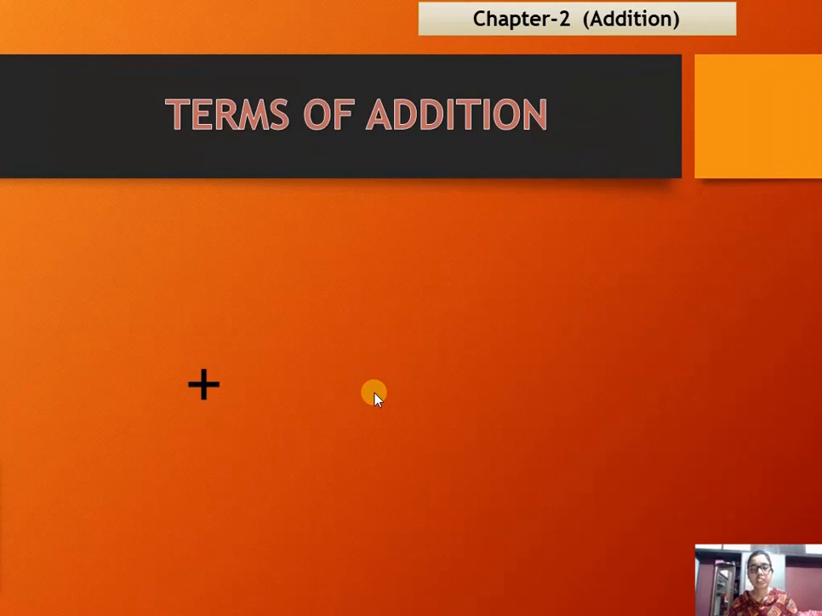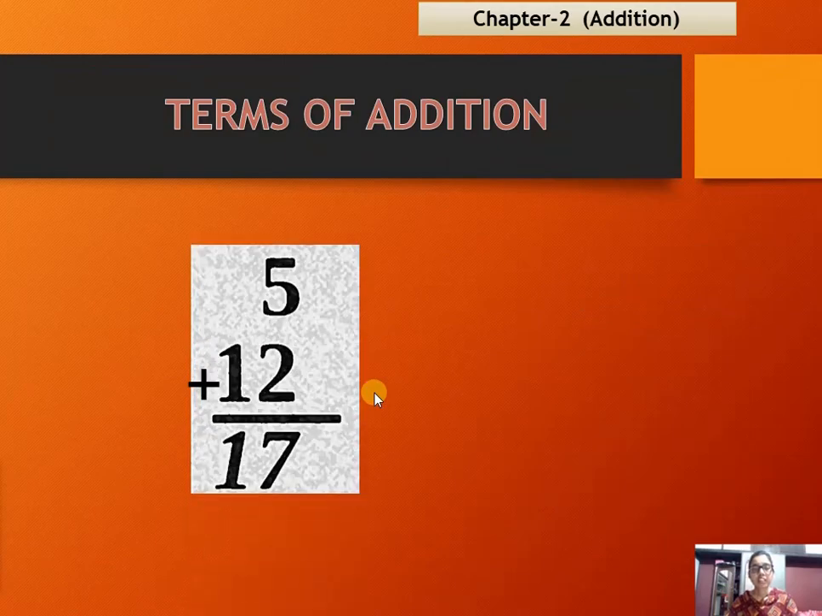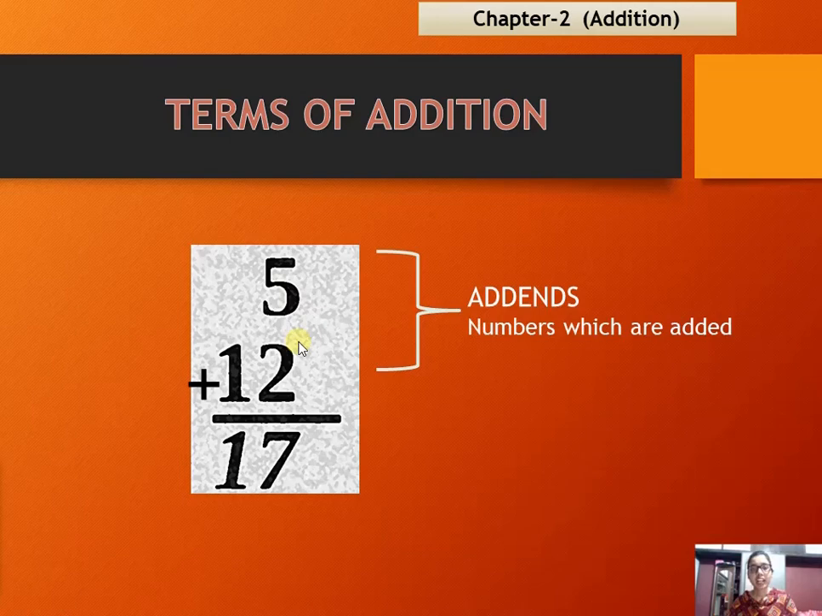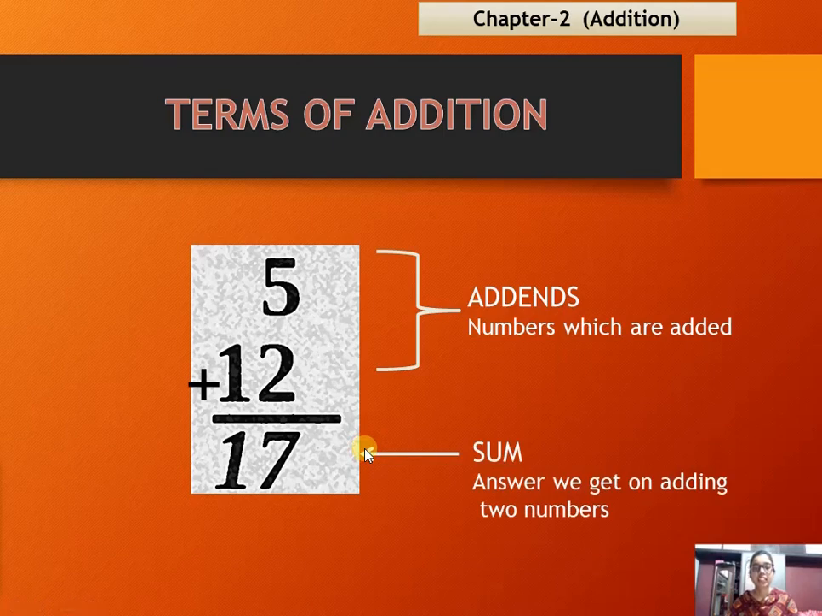Terms of addition. Here we have an example. 5 plus 12 is equals to 17. Here 5 and 12 are addends. What are addends? The numbers which are added are called addends. And the answer we get on adding two numbers is sum. Here 17 is sum.